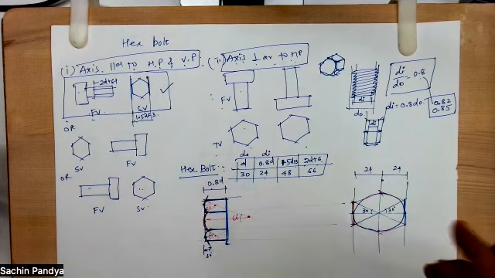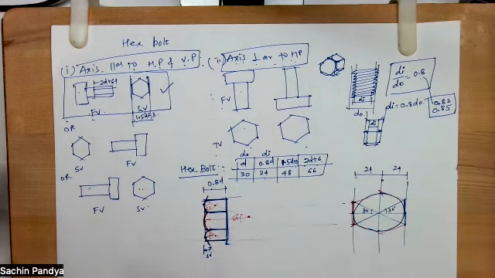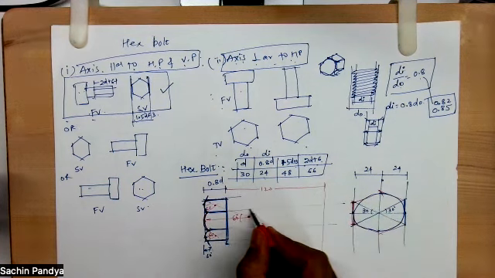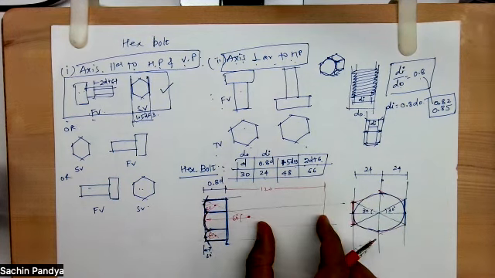Now we need to draw the shank length. Generally they will give you the shank length. Now let's say the length of the bolt is 120. So they have given this 120. So I know that thread is 2D plus 6, that is 66.